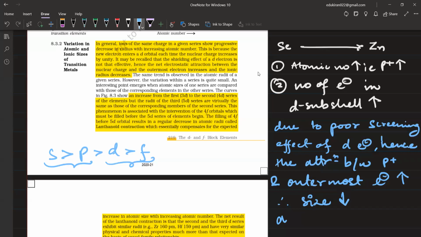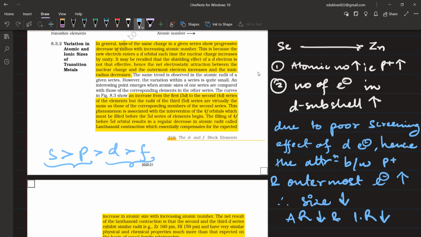Main important thing is what is written in blue. Due to poor shielding effect of d electron, hence the attraction between the proton या फिर nucleus भी लिख सकते हैं and the outermost electron increases, therefore size decreases. For both the cases, atomic radii and ionic radii, you are going to write the same thing. This is clear for everyone? Yes or no, please tell me.